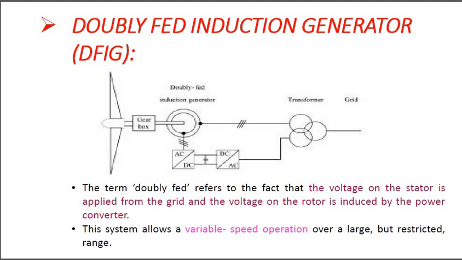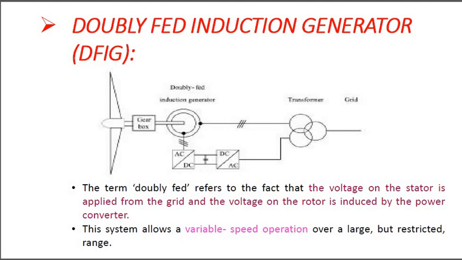Now, the last type of induction generator is the doubly fed induction generator. In its short form it is DFIG. So this is the basic block diagram for the DFIG type induction generator, in which the wind turbine is directly coupled with the doubly fed induction generator by a gearbox.